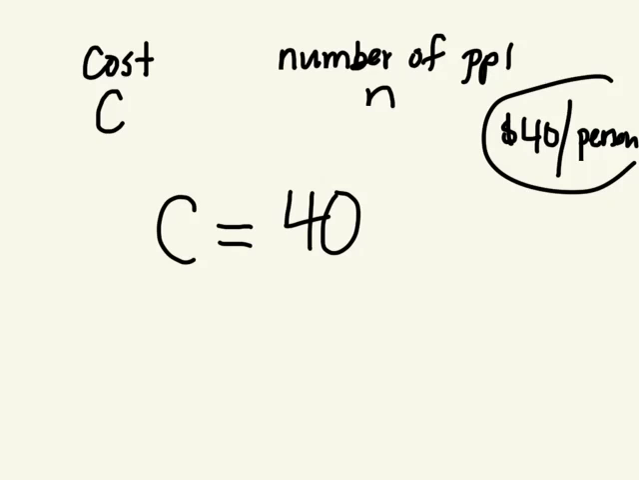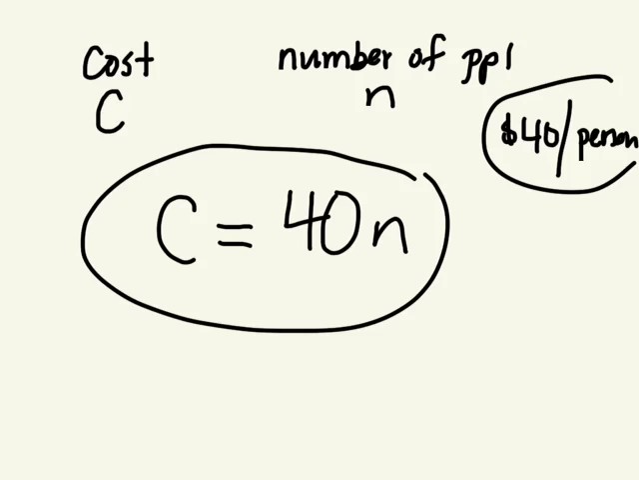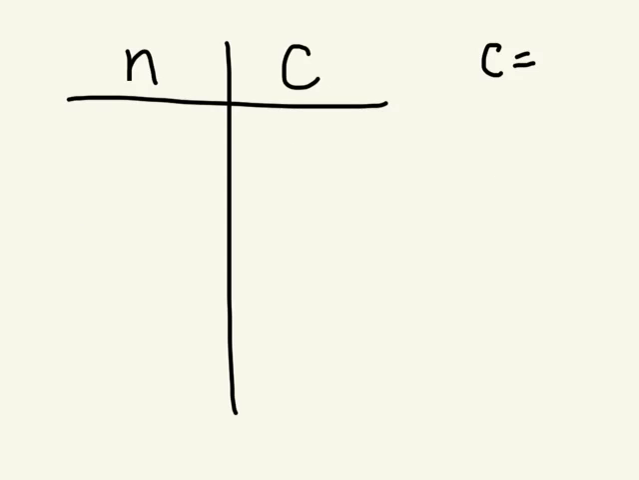40N. Good. Excellent. What does 40N mean? $40 times the number of people. Excellent. Okay, what you're going to do is graph this information. So we can use this equation and create a table of values. We have an equation that we can use to fill in the table, and we can just make up numbers for the number of people.